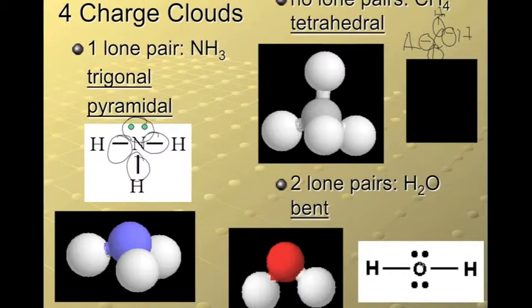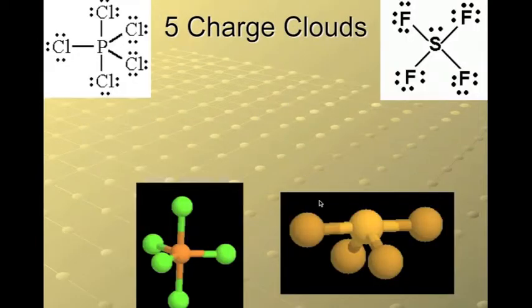Okay, if we look at it in water, here's water. We have 1, 2, 3, 4 charged clouds, and 2 of them are dots. And dots up here and dots down there. So if we have 2 lone pairs, it's going to be bent.